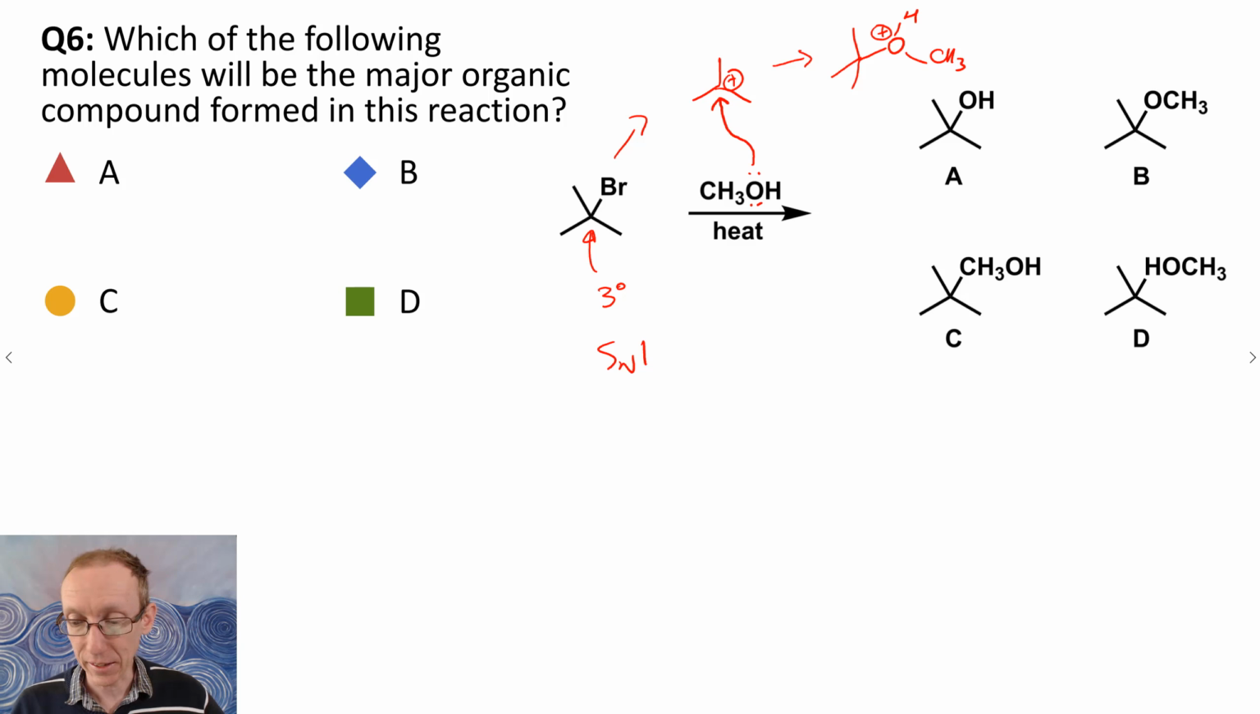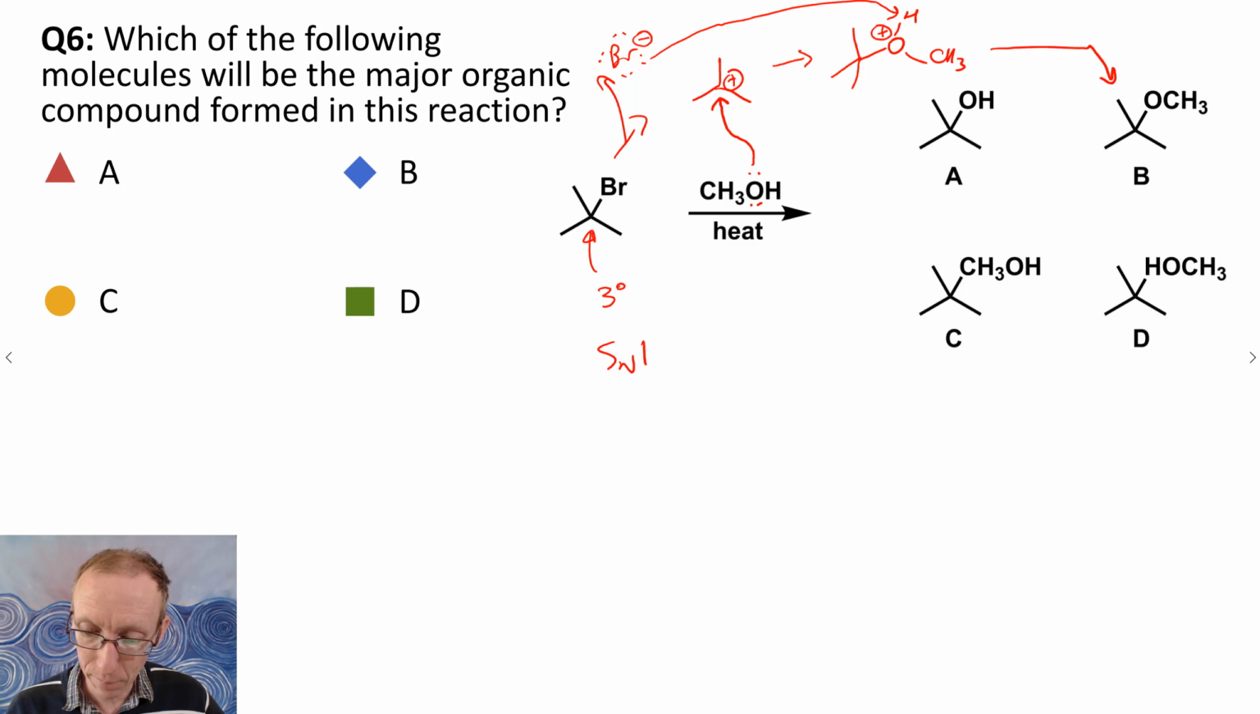But it's not going to stay like that. It's going to then lose a proton, probably just to the bromide that departed in this first step. So we're losing bromide in that first step, and that bromide anion can come back in, even though it's a weak base, and pull off that proton. Electrons go onto that oxygen and we form the product, which is B.